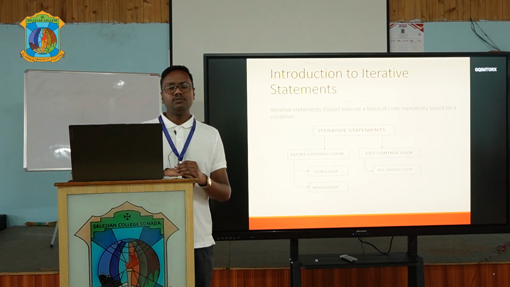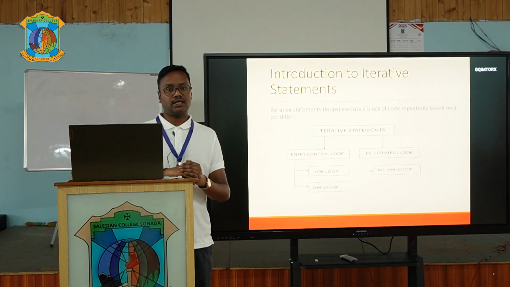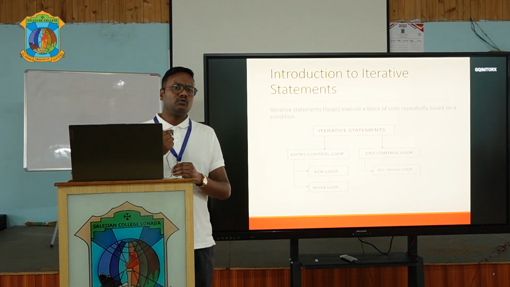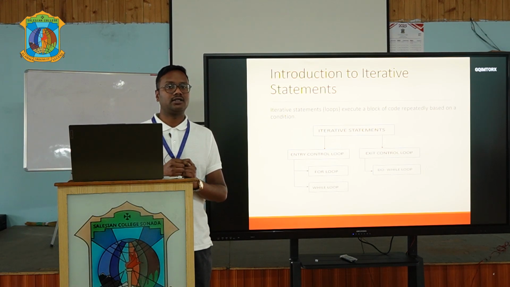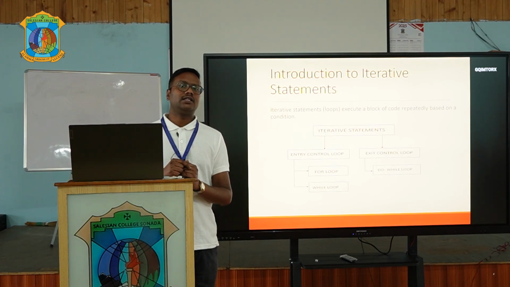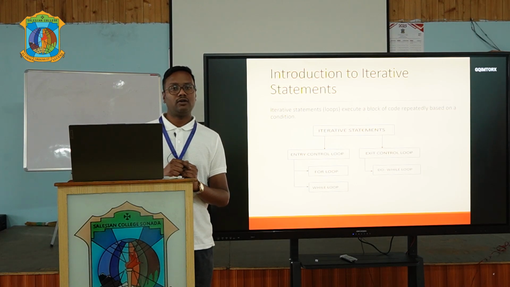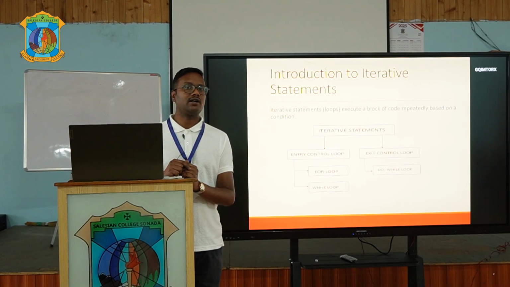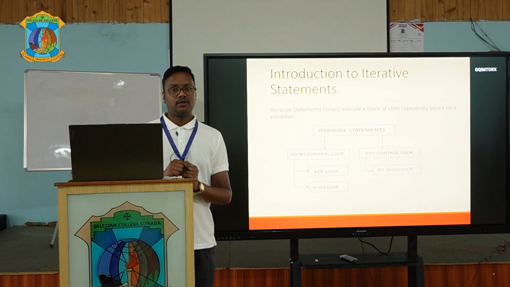Whereas in the exit control loop, we first execute the body of a loop and only then we check the condition. That means the body of the loop will be executed at least once before checking the condition, right? And if the condition is true, then the loop body will execute again, and if the condition becomes false, then the loop will terminate. Now the entry control loops are of two types: one is the for loop and the other is the while loop, whereas the exit control loop is of one type, that is the do while loop.